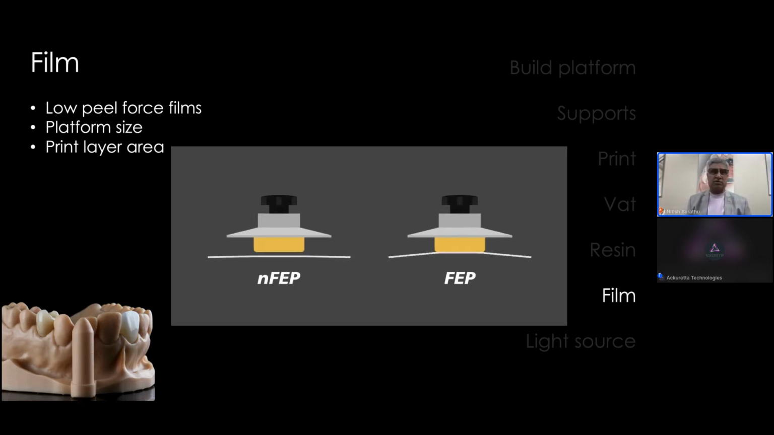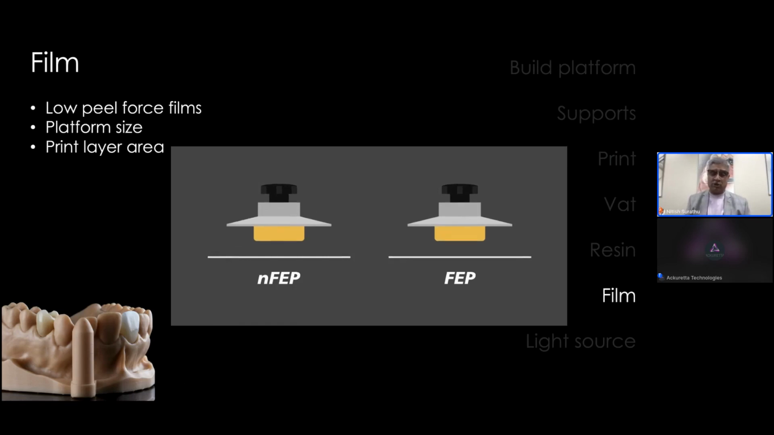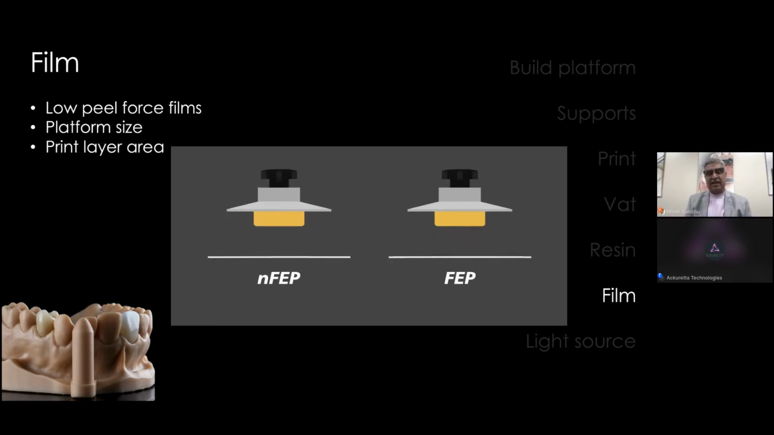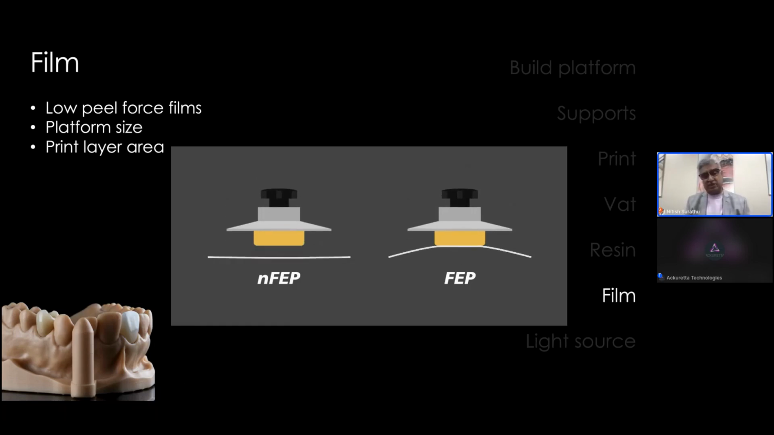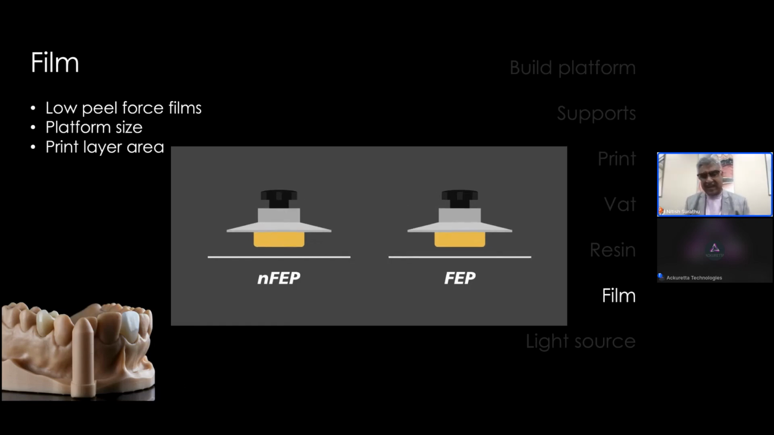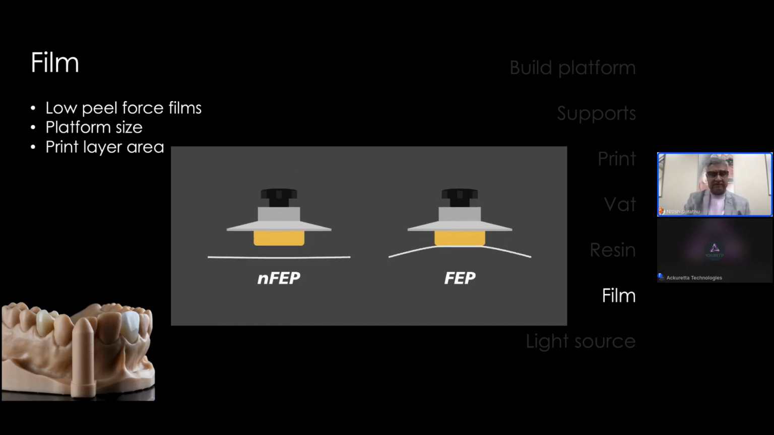If you change your own film, you run the risk of perforating your film, damaging it, potentially having resin leak through it onto your LCD screen. And as I said earlier, that can be a very expensive affair. Really wouldn't recommend changing your film yourself, and you're far better off buying a new vat. It's really not that expensive. Just get yourself a new vat, and the new vats all come with NFEP film.